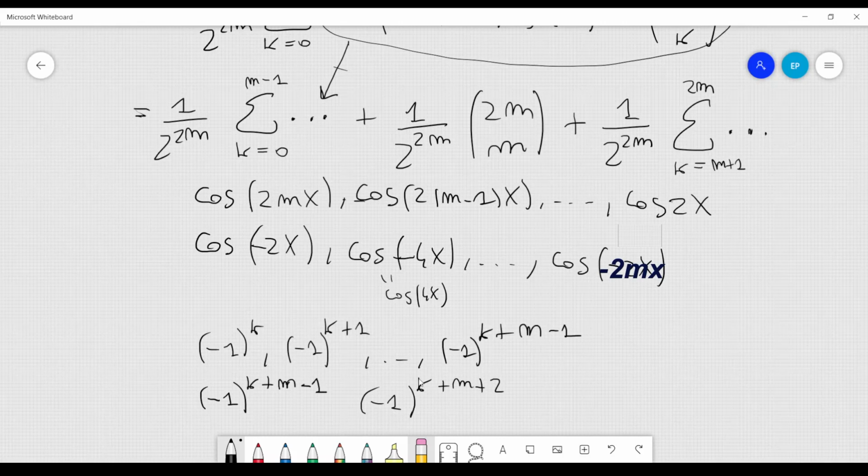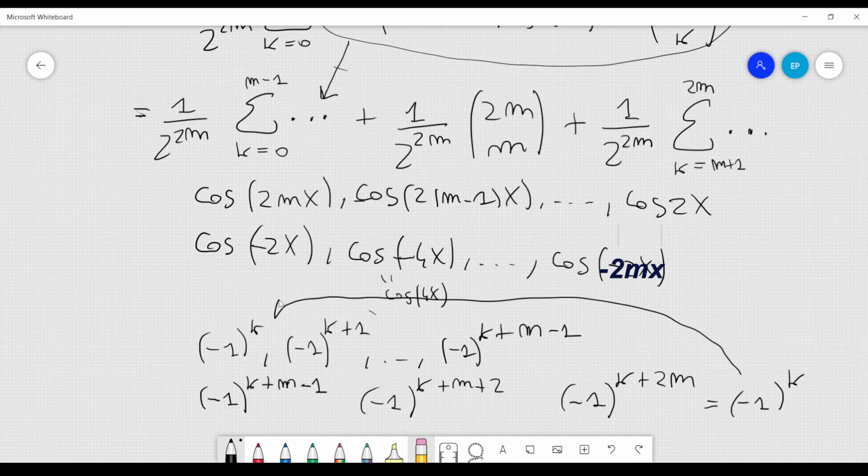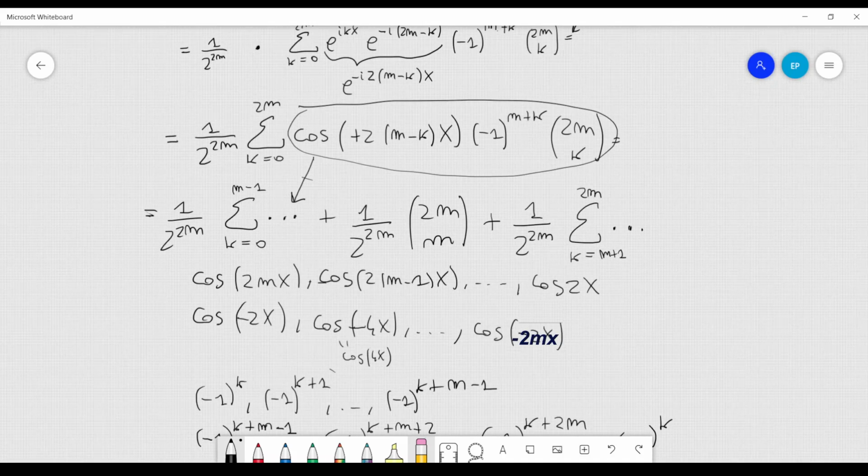And I can change the signs here. And one of these terms will be equal to one of those. And then when k is equal to 2m, for example, I have minus 1 to the power k plus 2m. But this is equal to minus 1 to the power k, of course, because minus 1 to the power 2m is equal to 1. So this will be equal to this, and so on and so forth, right? I mean, this also holds for the binomial coefficient. You can check that these two summations are exactly the same.